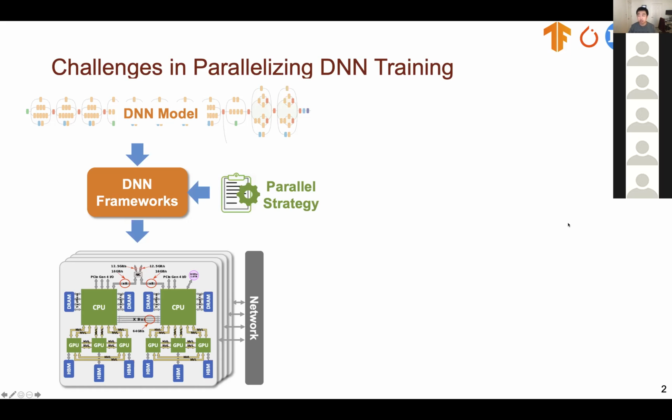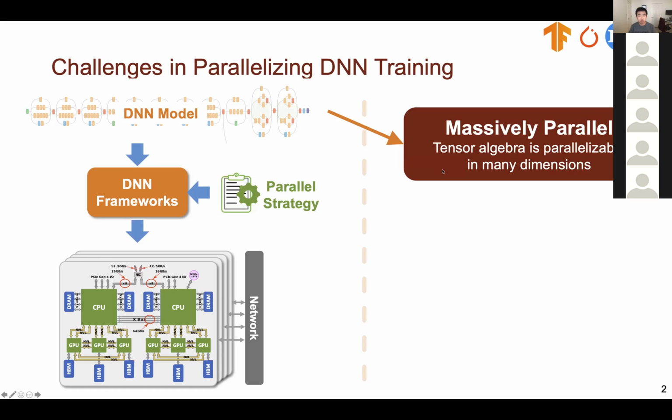But a missing component in this figure is that in addition to providing a computation graph that describes your model, users also have to describe how they would like the model to be parallelized on the given machine. Example parallelism can be data or model parallelism. But this current solution really brings three main challenges. First is that deep learning, especially the tensor algebra computations in deep learning, is very high dimensional and can be parallelized in many possible dimensions.